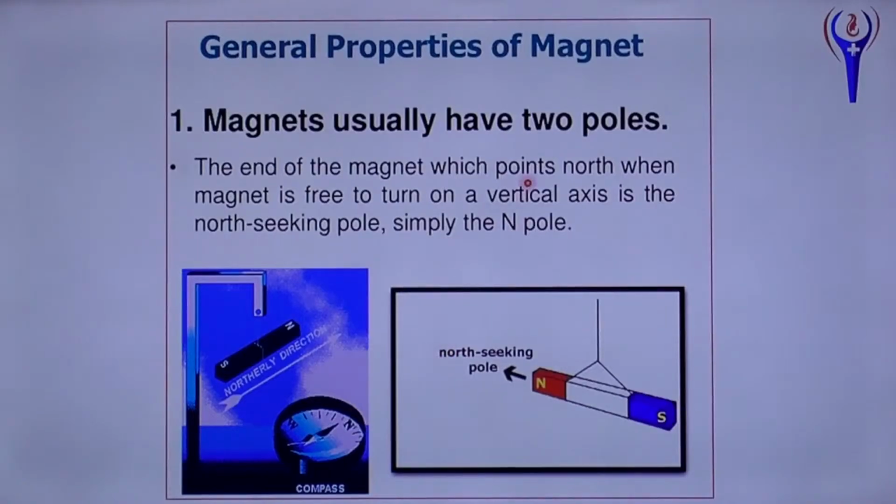And magnets usually have 2 poles. That is, a single pole never exists. We can't say only a north pole. Till now, any magnet, even any very small magnet you take, contains 2 poles, north and south. There is no monopole. Mono means single pole. No single pole.